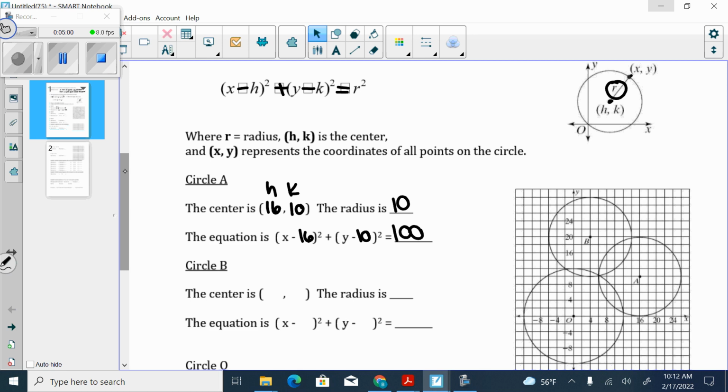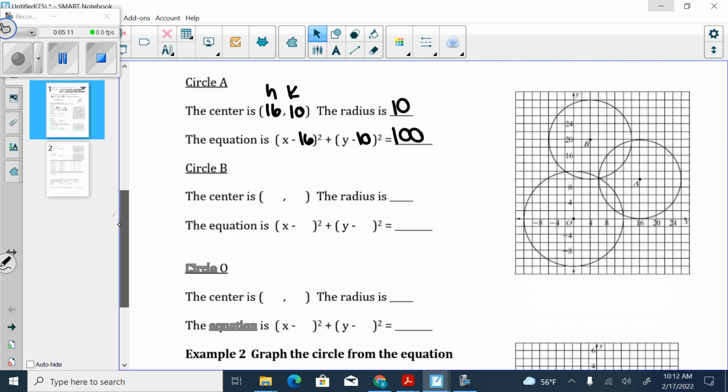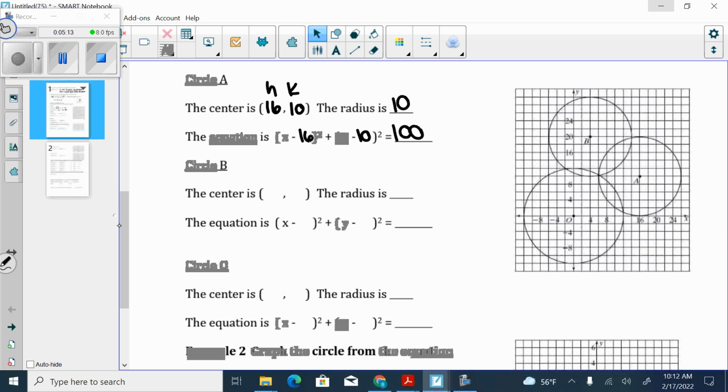So if I wanted to graph this circle, this is the equation I would write down. Just like when I want to graph a line, I write down y equals mx plus b. This is what you would write down for the equation of a circle. All right? Same thing, but for circle B. This one up here at the top. Where is the center? Where is B at?